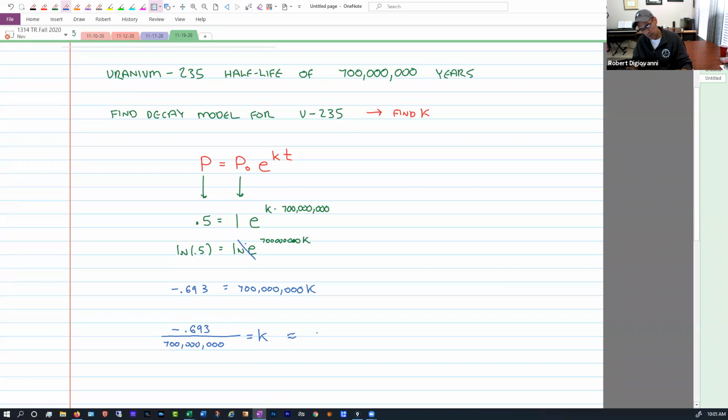K should be approximately negative 0.000000. Hold on, I gotta count these. 1, 2, 3, 4, 5, 6, 7, 8. I have 8 zeros in front of 1. That's what I got. So our decay model can now be looked at this way. We know what K is. Negative 0.1, 2, 3, 4, 5, 6, 7, 8, and then T. That's it right there.